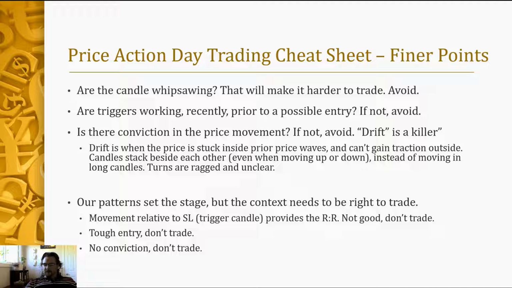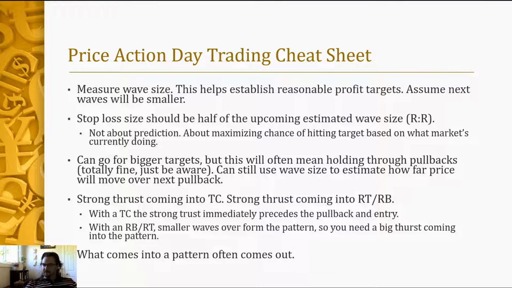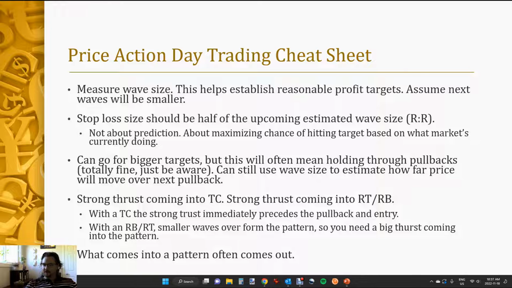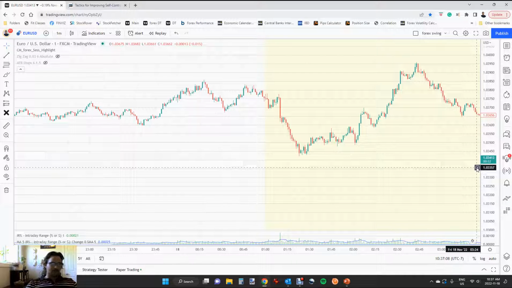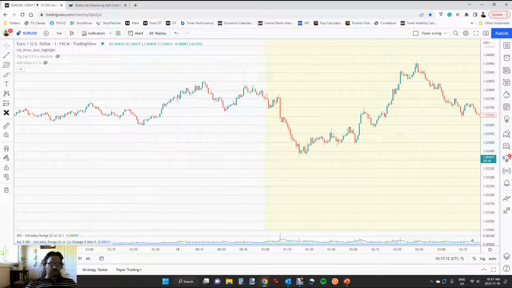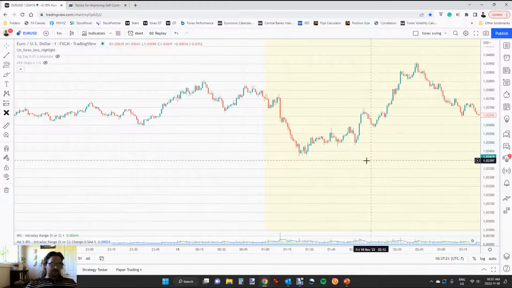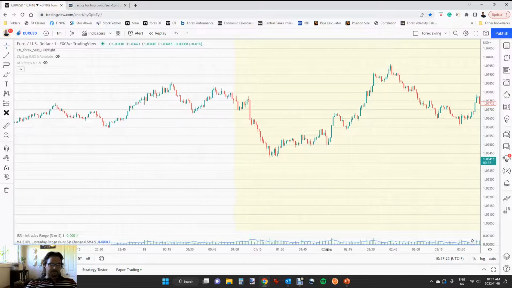So let's look at some charts. We'll go back to this slide for a second, and here I just have a blank chart up, and we're just going to go through some of these concepts that I had discussed. So the first one was measuring price waves. So I should tell you a little bit about how I trade.